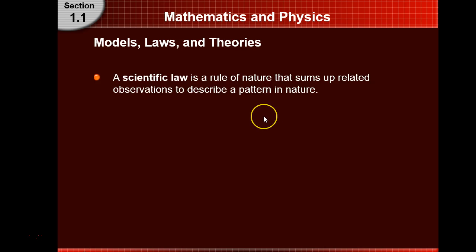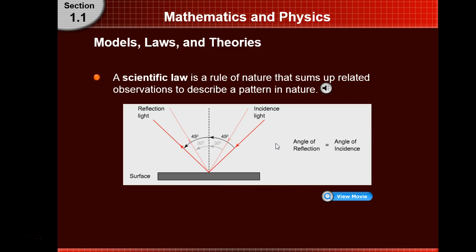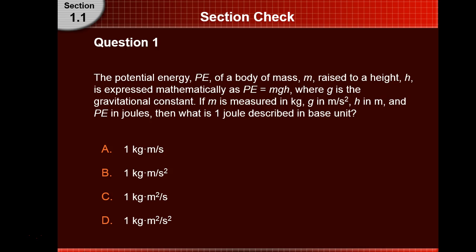Scientific laws are rules of nature. They sum up related observations to describe a pattern in nature. There's no other explanation. Today we'll talk about refraction and reflection, and that is a law. Light always bends the same way. So I'm going to let you go through these, read these on your own, and then I'm going to click forward and see if you get it right.